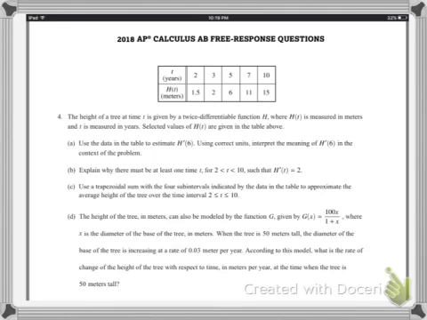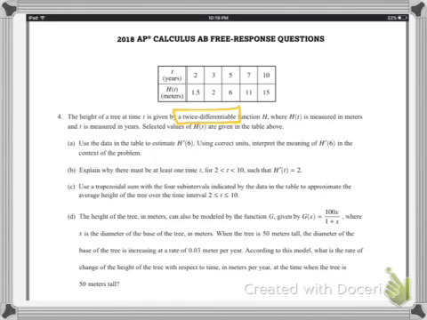So pause the video, go try it, see what you can come up with, and then come back and see how you did. So it says the height of the tree at time t is given by a twice differentiable function. Twice differentiable is good to know that right there. H of t is measured in meters and t is measured in years. And then selected values of h in the table.